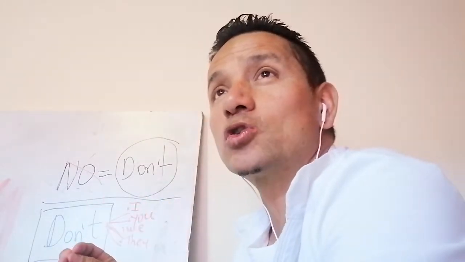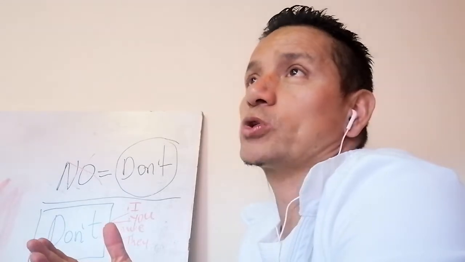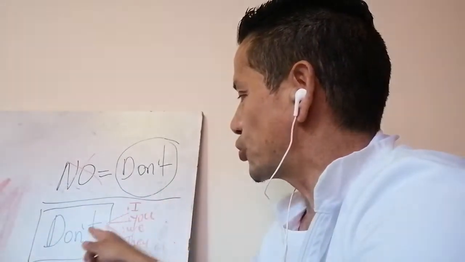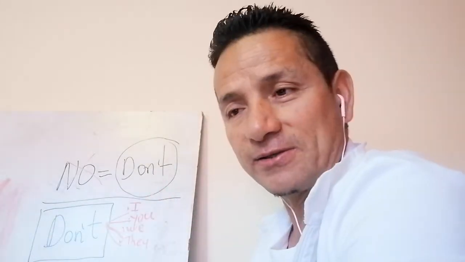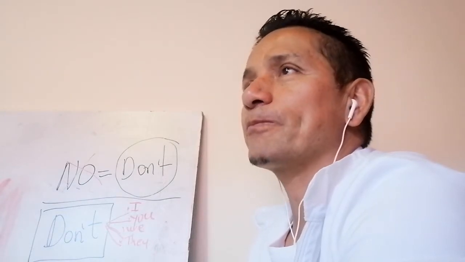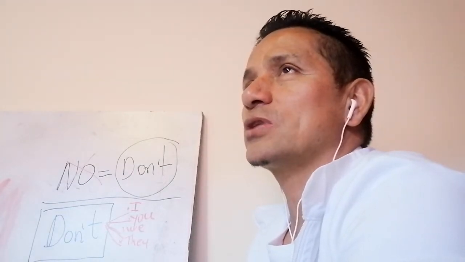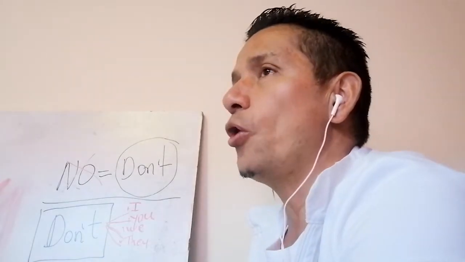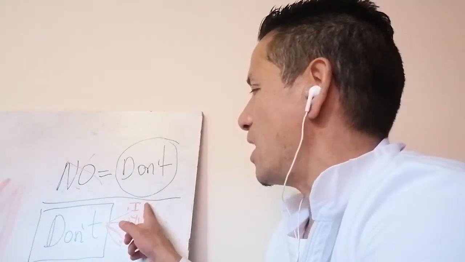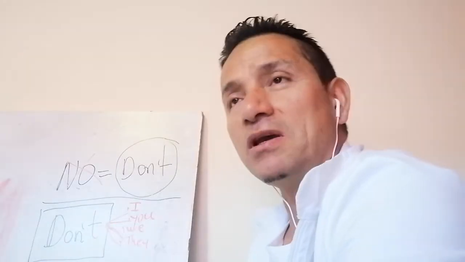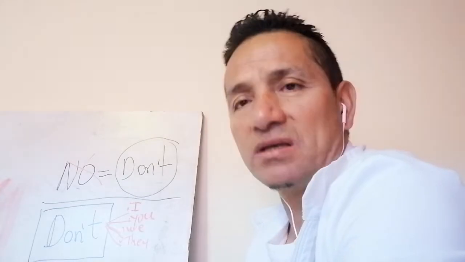No me gusta, por ejemplo, no me gusta las matemáticas. I don't like mathematics. No me gusta la carne, por ejemplo, los que son vegetarianos. No me gusta la carne. I don't like meat. You see? I don't like meat.